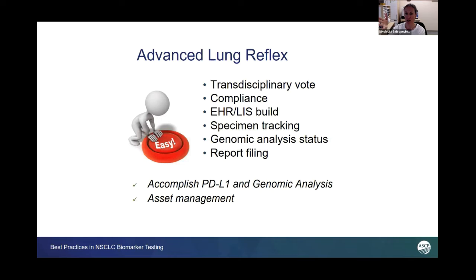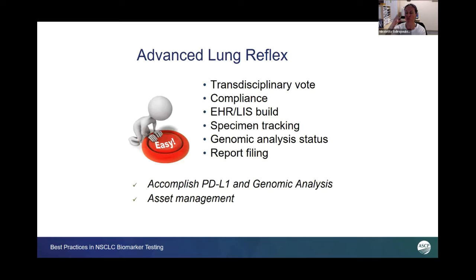At that point in time, the anatomic pathologist is empowered to place an order or place this reflex, just like they would an immunohistochemistry stain, which then kicks off both PD-L1, which is an immunohistochemistry. It's done in a very different place than molecular. And then also downstream of that, do the genomic analysis.